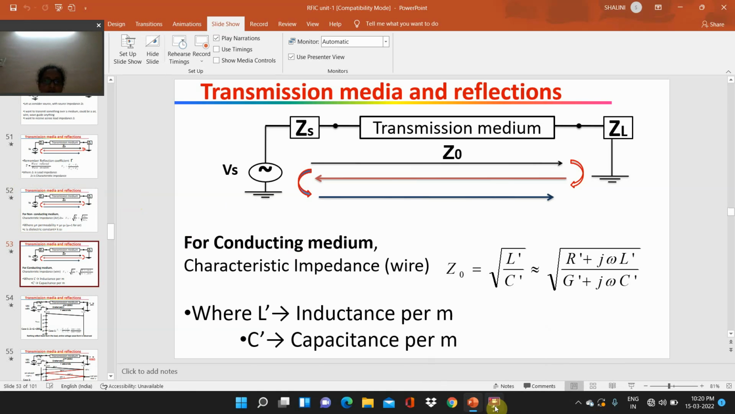For a conducting medium, the characteristic impedance Z naught is equal to the square root of L dash by C dash, which is approximately equal to the square root of R plus j omega L by G plus j omega C, where L is inductance per meter and C is capacitance per meter.